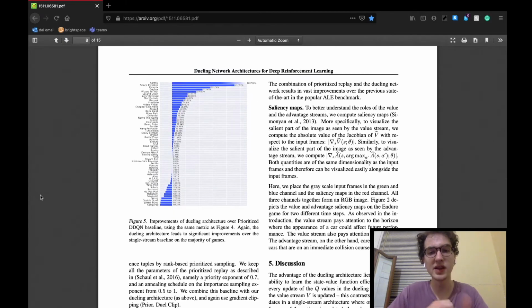And lastly, the saliency map subsection simply reiterates what was discussed in the introduction section from part 1. The team computed saliency maps to further show the significance of an action advantage stream. As shown as an example in figure 2 that we saw earlier, the value stream pays attention to the general environment, especially the ever-changing horizon, where new cars would affect future behavior, as well as the score, while the advantage stream will focus more on the immediate objective, which requires actions, such as the oncoming cars.